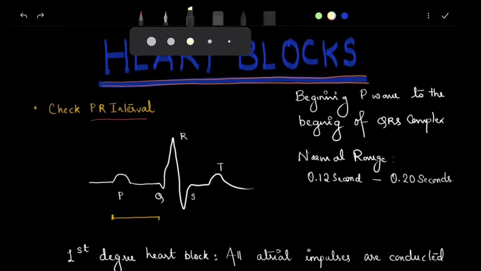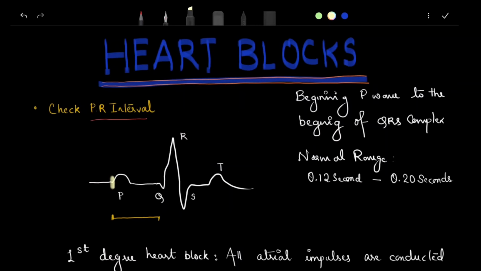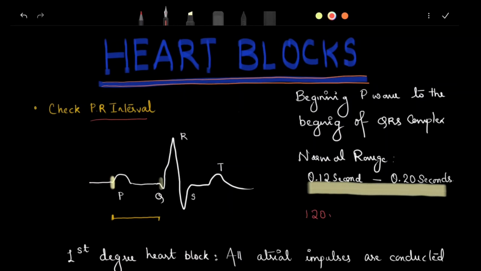So we should understand what a PR interval is. It starts from the beginning of the P wave to the beginning of the QRS complex. This is the PR interval. The normal range of the PR interval is 0.12 seconds to 0.2 seconds, that is 120 milliseconds to 200 milliseconds.